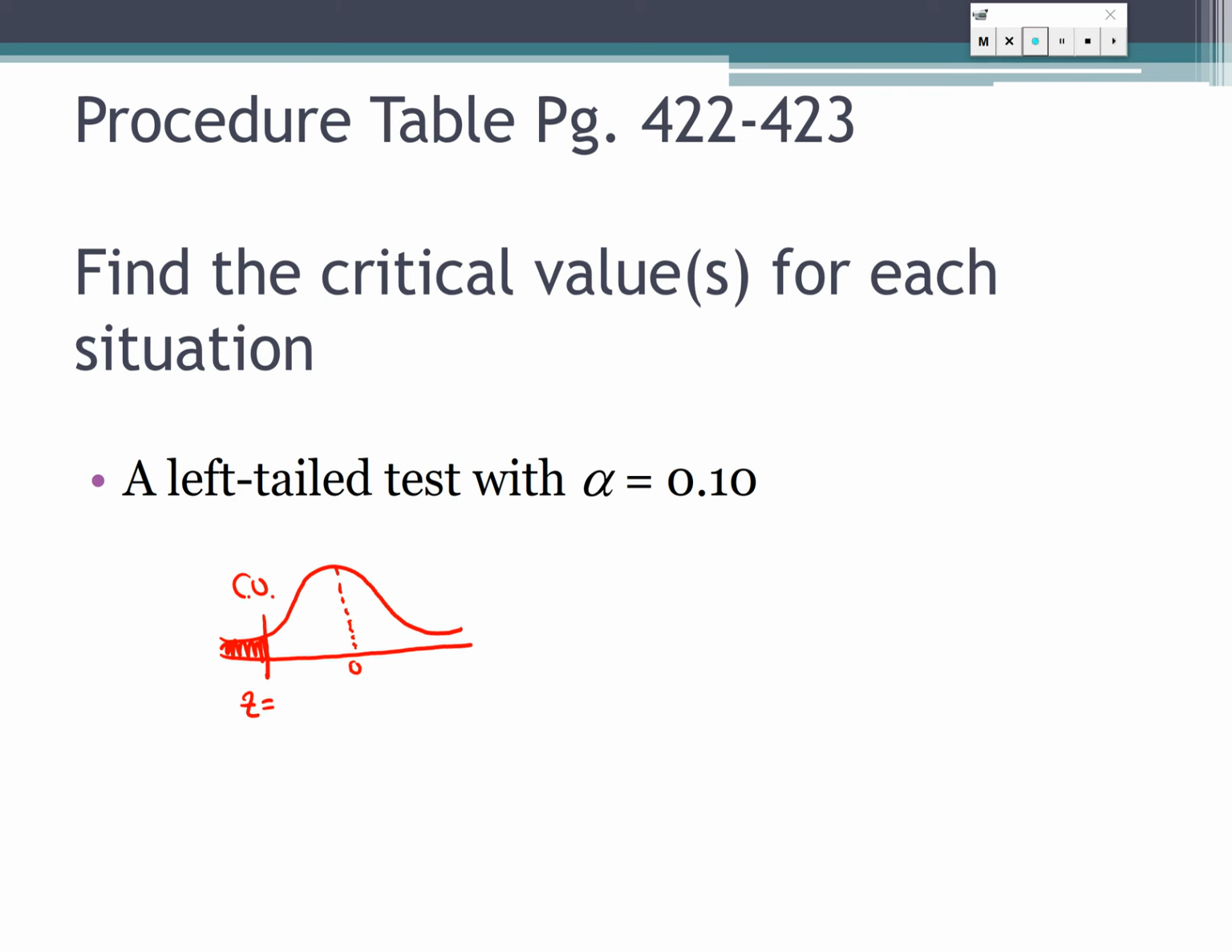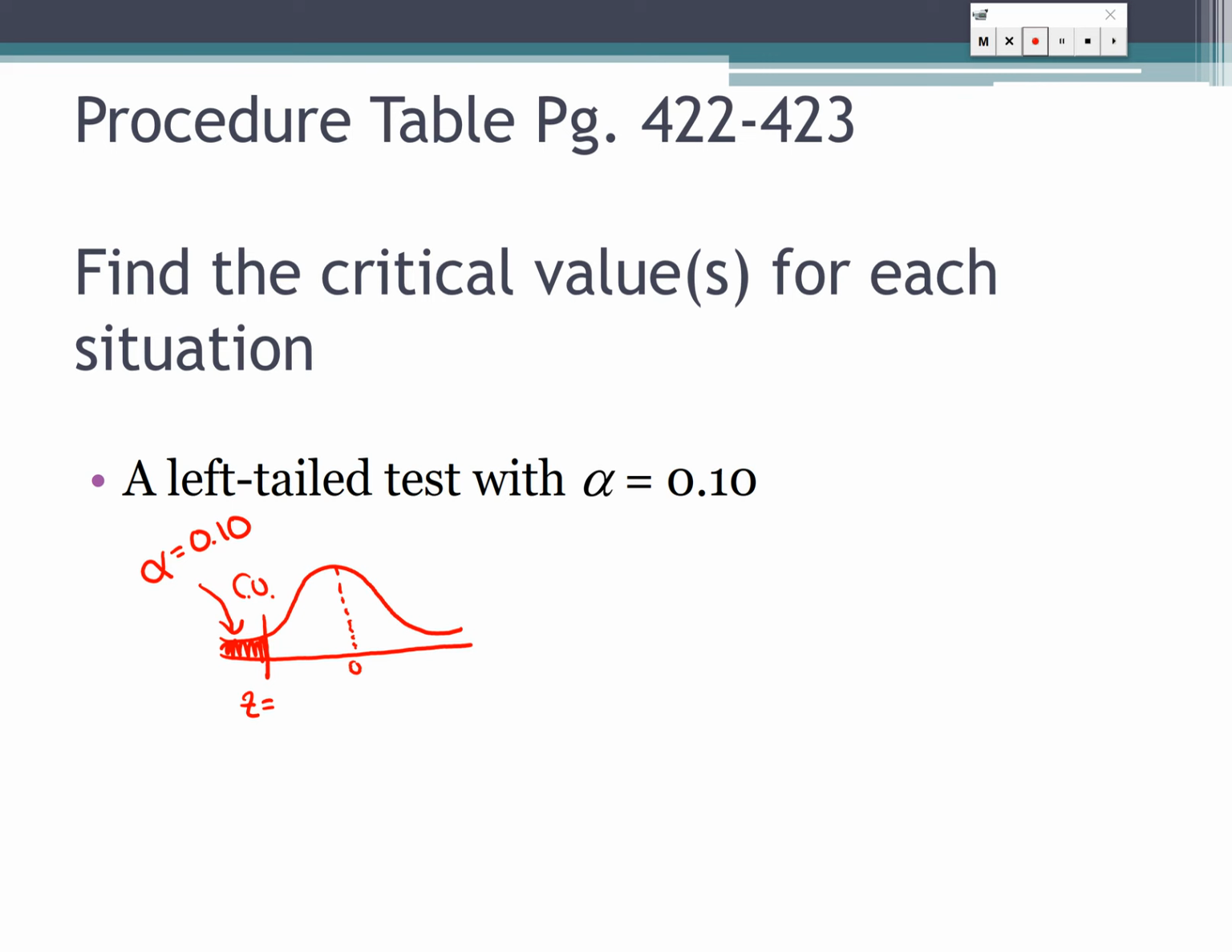So this is the left tail test. So I'm going to shade that left tail. And now I need to find that critical value, and since we're at the standard normal distribution, it's going to be a z-value. You're going to find the z-value that separates the shaded from the non-shaded. Now, the nice thing with this is alpha represents the area of your rejection region.